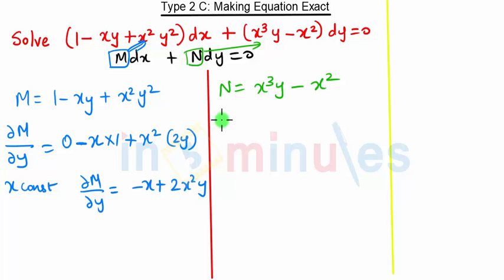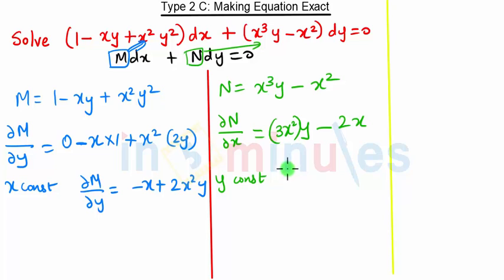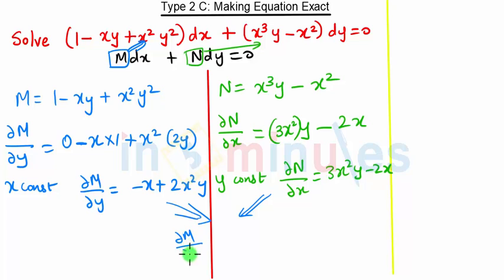Similarly, if we take the partial derivative of N with respect to x, here y will be constant so it remains as it is, and the derivative of x cube is 3x square, minus the derivative of x square is 2x. If we rearrange this, we get the partial derivative of N as 3x square y minus 2x. From these two equations, we can conclude that the partial derivative of M with respect to y is not equal to the partial derivative of N with respect to x. So the given equation is not exact.